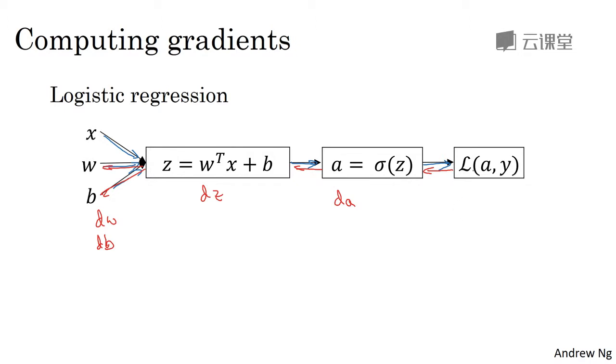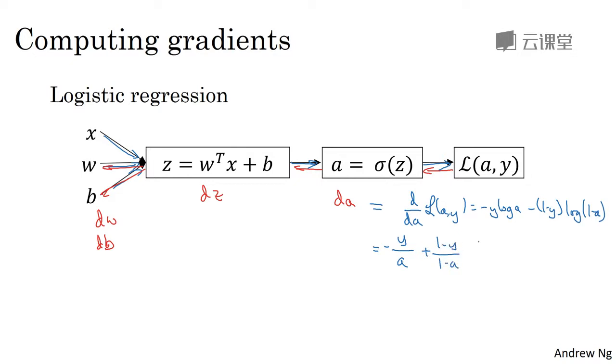So the definition for the loss was L of a comma y equals negative y log a minus 1 minus y times log 1 minus a. So if you're familiar with calculus and you take the derivative of this with respect to a, that would give you the formula for dA. So dA is equal to that. And if you actually figure out the calculus, you could show that this is negative y over a plus 1 minus y over 1 minus a. And you just derive that from calculus by taking derivatives of this.